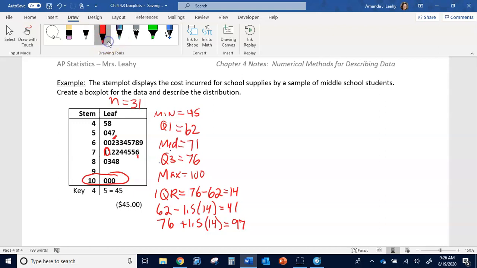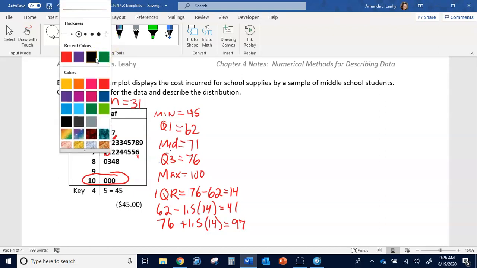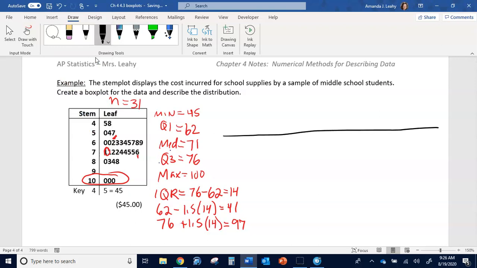All right, so now I am ready to construct my box plot. I'm going to come over, and I need my numbers to go from 45 up to 100. I'm just going to go by 5s. 45, 50, 55, 60, 65, 70, 75, 80, 85, 90, 95, and 100. And the variable here is cost in dollars.